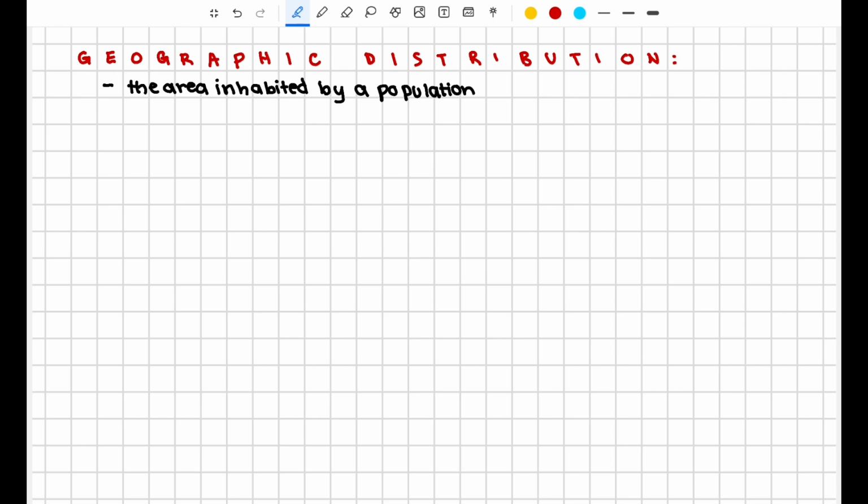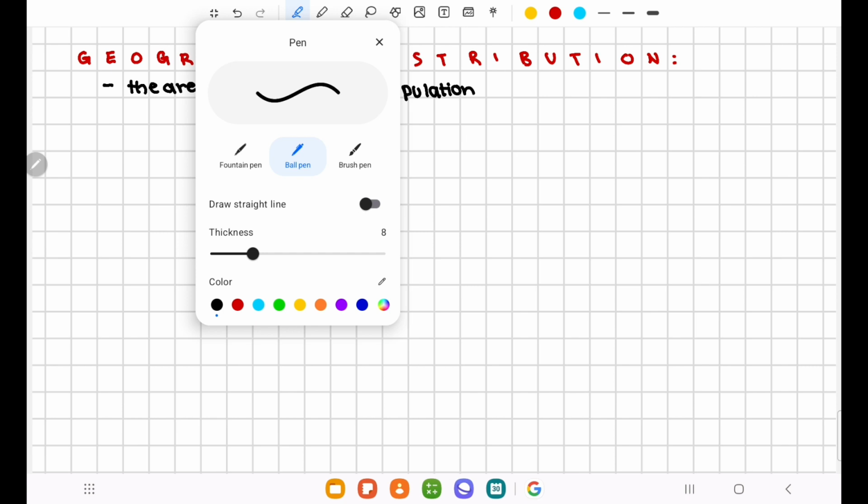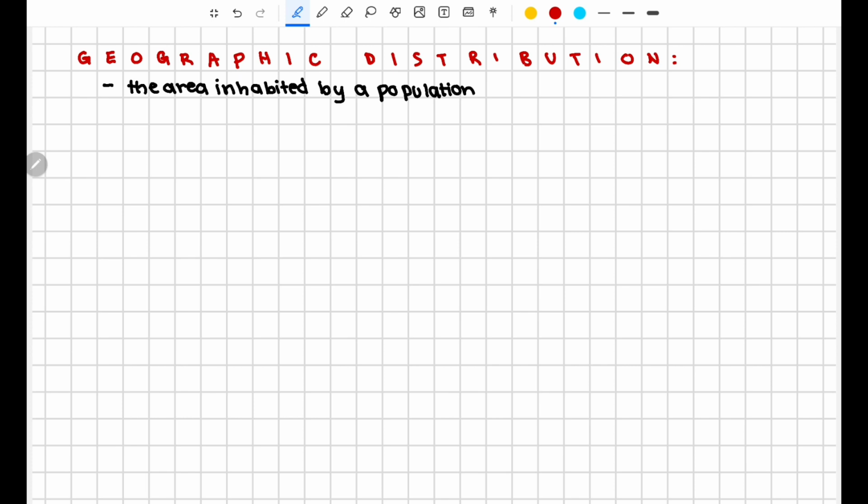So if you look at a map and a specific area is pointed out, like a very small town somewhere in the United States, for example, and that's marked off as the geographic distribution or the range of a specific species, that would be its geographic distribution. It's basically where it lives. It's very simple in that. It's pretty self-explanatory, so we won't go into too much more detail.